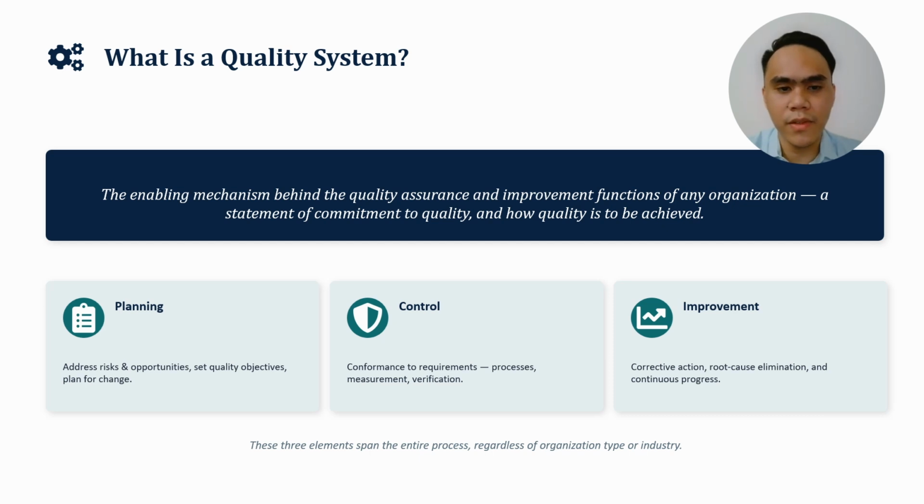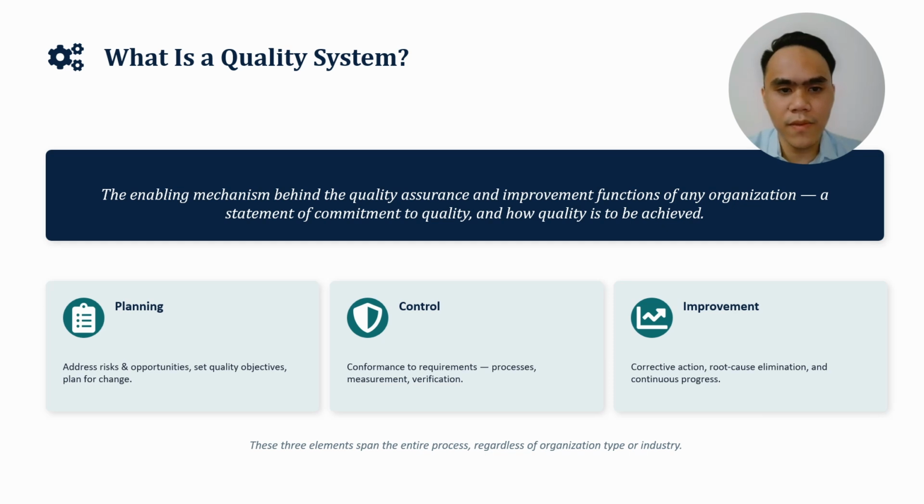The basic elements of a quality system are planning, control, and improvement. These three elements span the entire process, present regardless of the type of organization or industry implementing quality initiatives. Whether that's a hospital, a semiconductor fabrication, or a travel agency, the same three elements apply. In plain terms, planning is about addressing risks and opportunities.